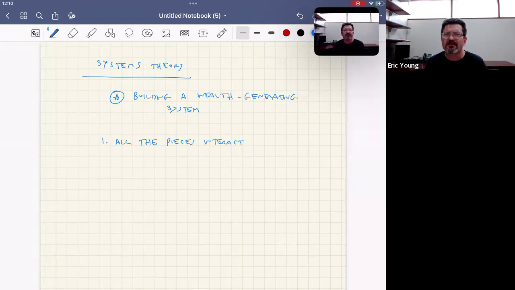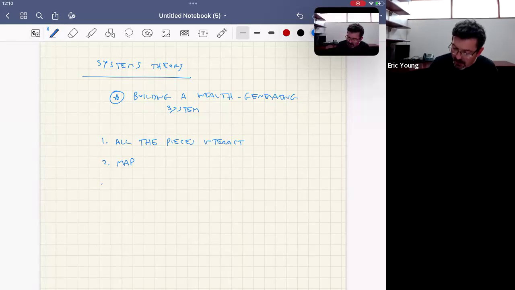The pieces are not in silos. All the pieces interact. So you want to be thinking about those interactions. And one way that I like to think about those interactions, I think about them as maps. I like to draw maps to have a visual representation.